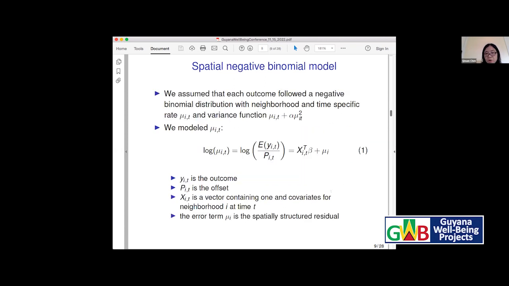So next slide, I will show you the model, in case anyone in the audience is really interested in how the model looks. We assume that each outcome is a count, the total number of positive cases in this neighborhood, in this specific wave, and that it follows a negative binomial distribution. We assume they have a neighborhood- and time-specific rate. We call it mu_it, with i denoting neighborhood i and t denoting wave t. And we also have a variance function, mu_it plus alpha times mu_it squared.